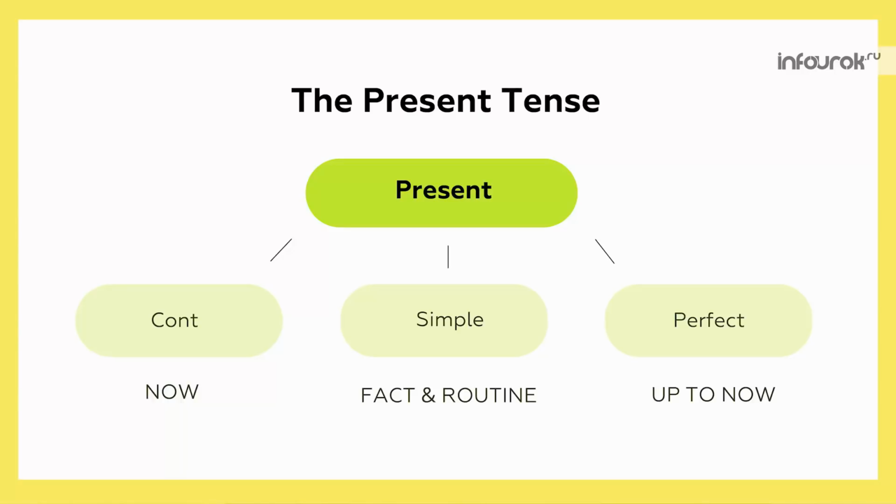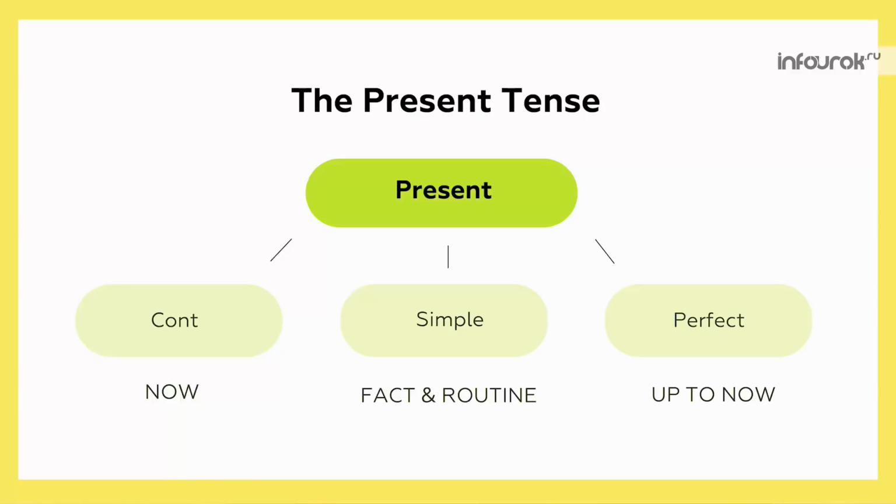The present simple is used to describe fact and routine. For example, America is a big country. That's a fact. Russia is a very big country. It's a fact. Routine. Every day I go to the office by car. Every day I have dinner with my family at 8 o'clock. That is routine. So the simple present is used to describe facts and routine. Another fact: the sun rises in the east, the sun sets in the west.